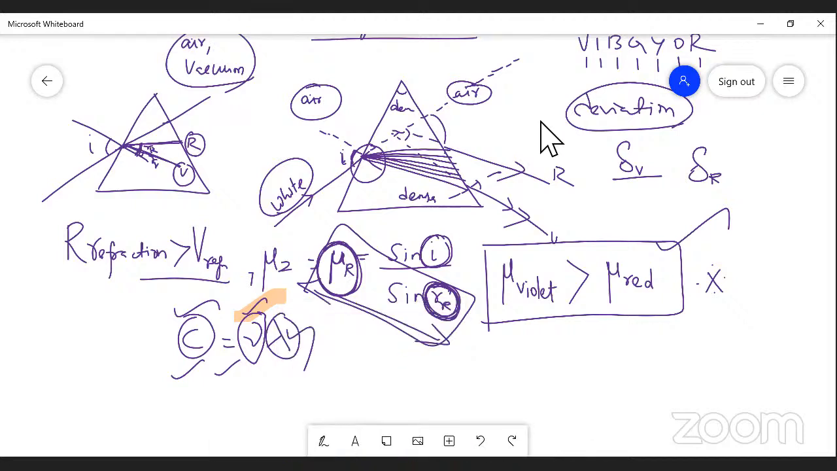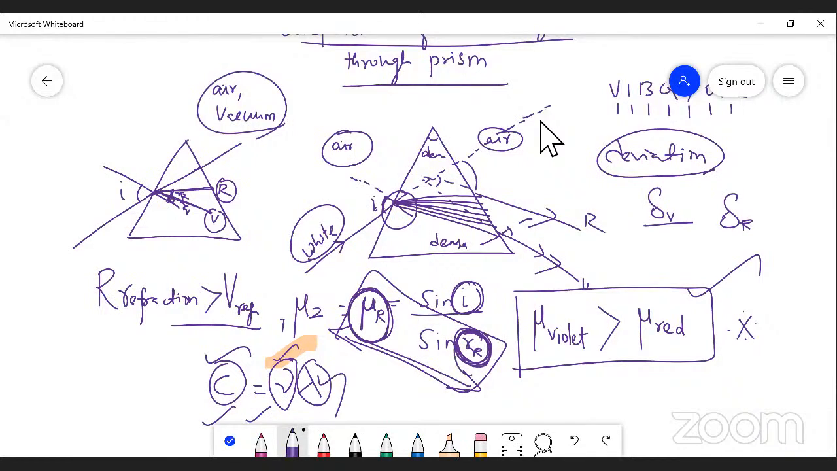And next one is, what is the refractive index of violet? According to Snell's law, the angle of refraction is variable. That's why the refractive index is also variable. So the refractive index of violet color is greater than the refractive index of red color. Am I right? Correct.